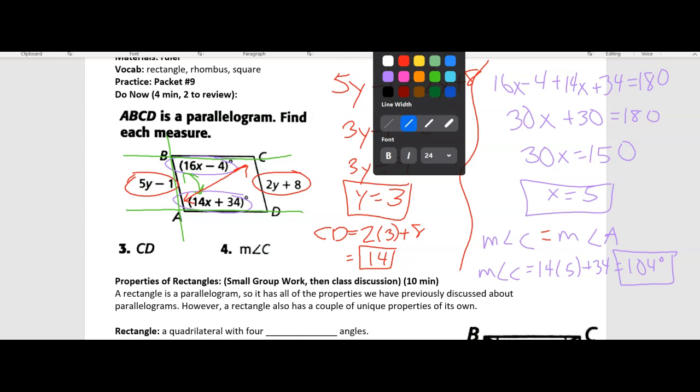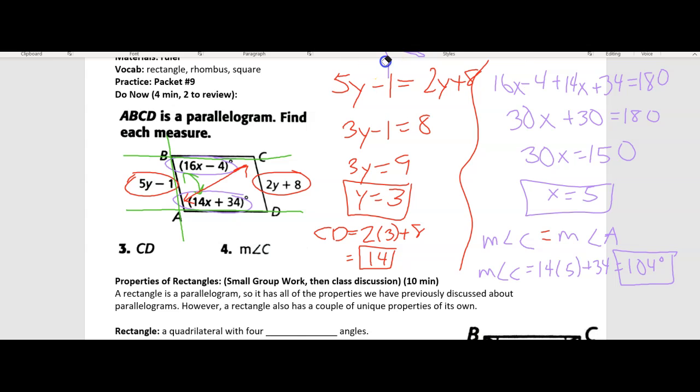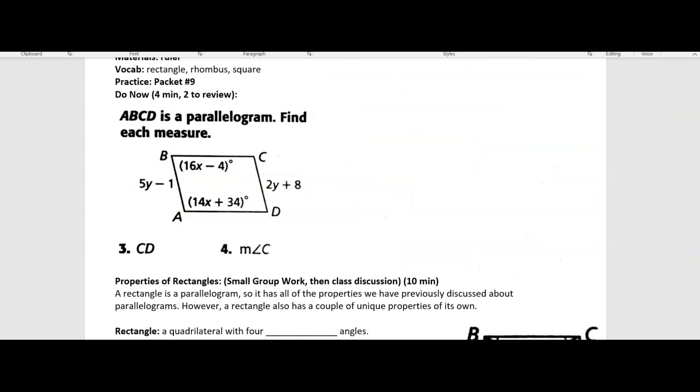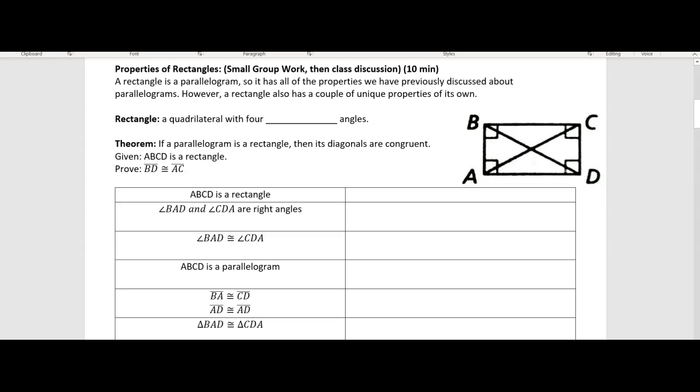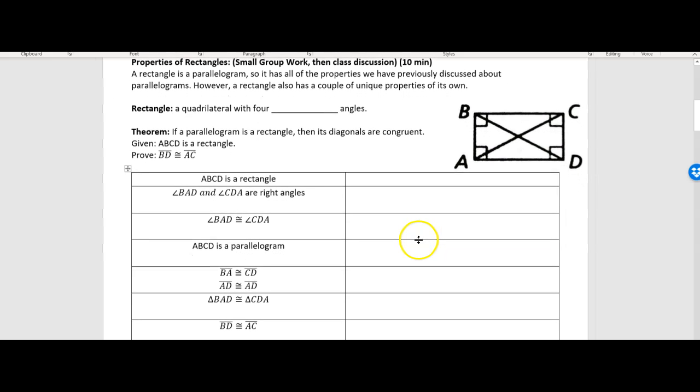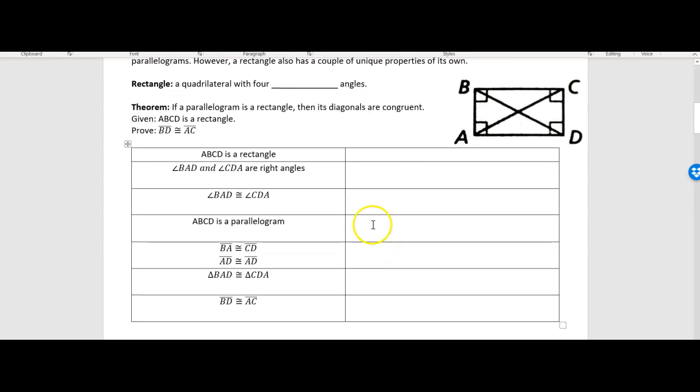Okay, let's move into our first special parallelogram. We're going to work with a rectangle. So a rectangle is a parallelogram. So it has all the properties we have previously discussed about parallelograms. However, a rectangle also has a couple of unique properties of its own. Specifically, a rectangle is a quadrilateral with 4 right angles. That is the definition of a rectangle.